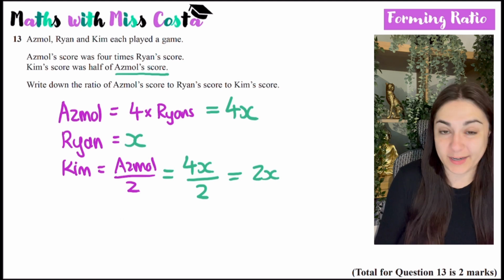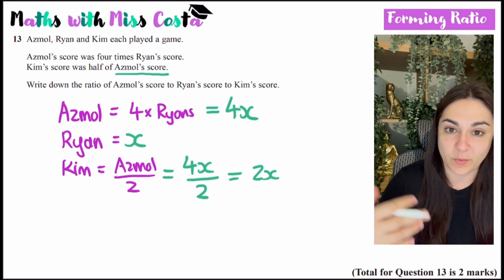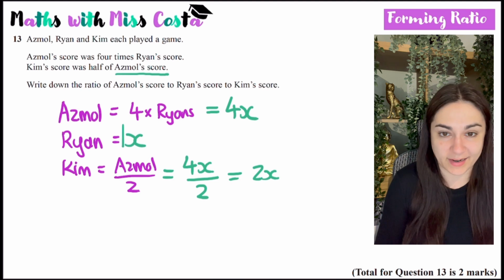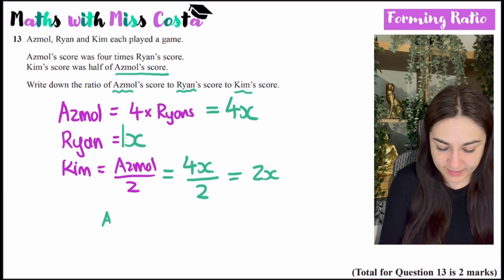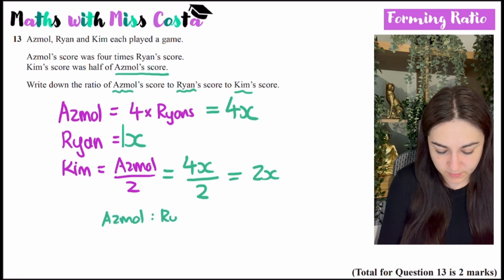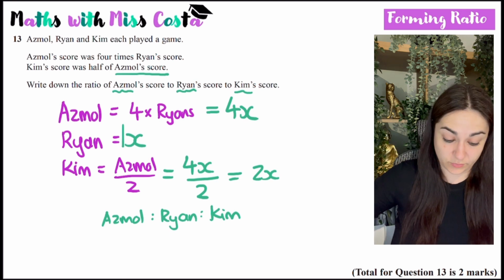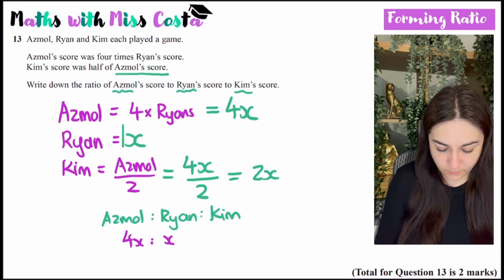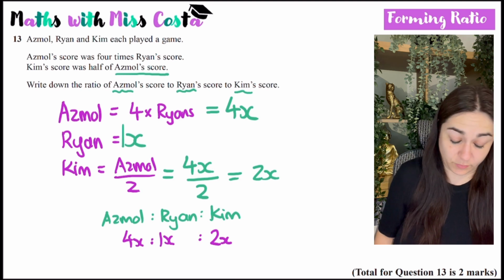Now, whenever I say X, it's like I say an apple. I don't need to say I want one apple. I just say I want an apple. So there's an invisible 1 whenever you have a letter like X or Y. So I need to write the ratio of Asmal to Ryan to Kim, and I need to write it in that order. Whenever I do ratio, it's very important that you do it in the order that you're told. So Asmal would be 4X, Ryan would be X, and Kim would be 2X. And I said that Ryan would be 1X.